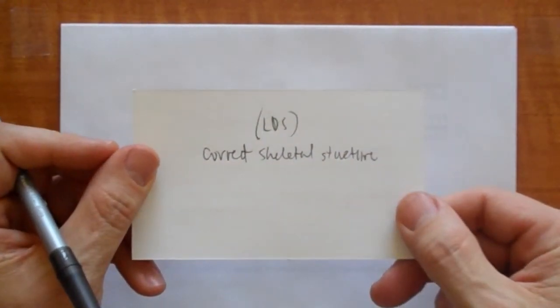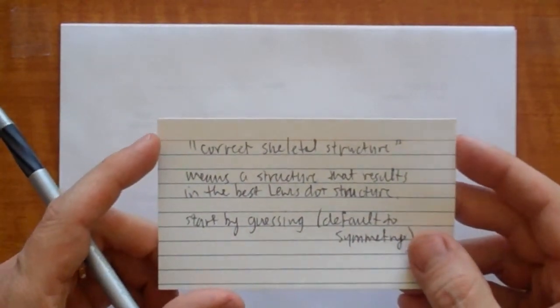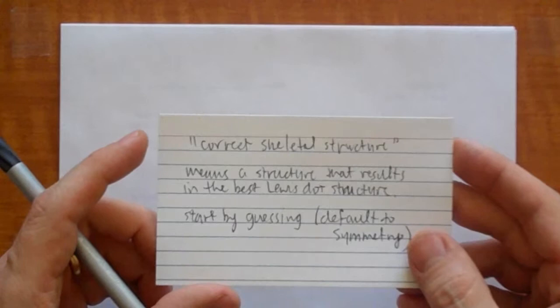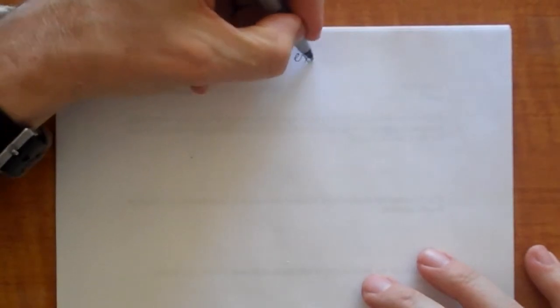Okay, so I'm going to do the classic example of what we mean by the correct skeletal structure. What do we mean by the correct skeletal structure? In a previous video, I said that's kind of a weird term. How could you know what's the correct skeletal structure if you're just learning how to do this? First of all, I'm going to start out. So this is Lewis dot structures examples.